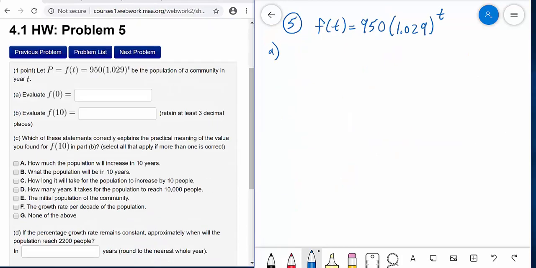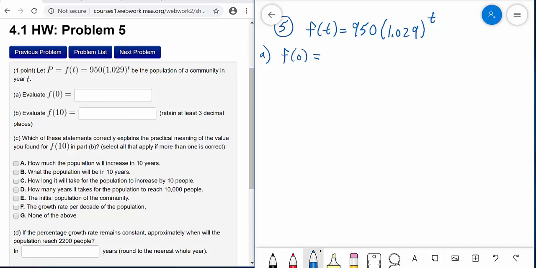All right, problem number 5, we have another population model, and we are asked part A to find f of 0. So finding f of 0, we could plug in 0 for t, but we see that this is going to give us 1.029 to the power 0, so that just equals 1, and we'll just end up with 950. So we recognize f of 0 as our initial population size.